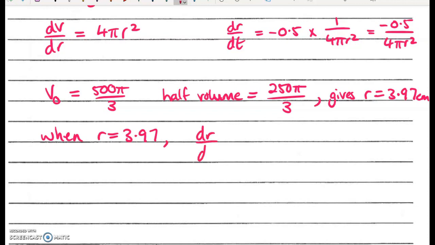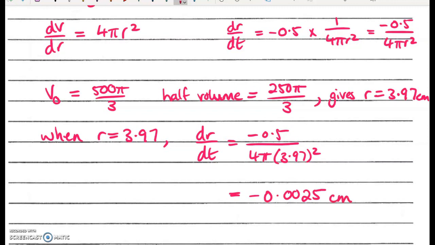So dr by dt is equal to minus 0.5 over 4 pi times 3.97 squared, which equals minus 0.0025, and we want to know what units that is. So we are measuring something that's in centimeters, the radius that is, and that's according to time, which is being measured in seconds. So centimeters per second, or if you prefer, you can write it as centimeters s to the minus 1.